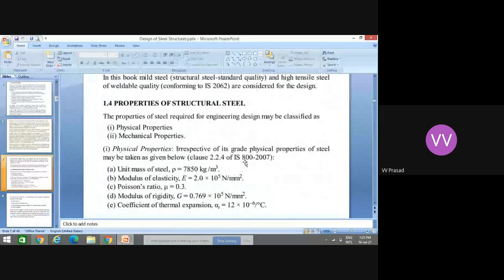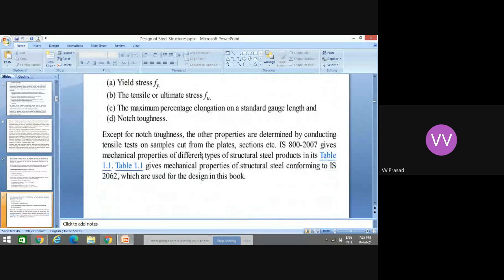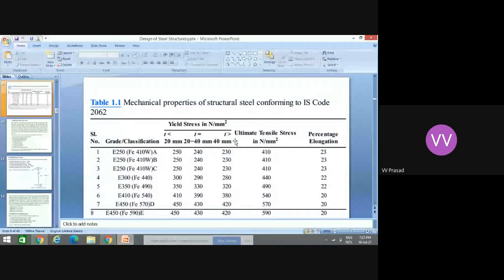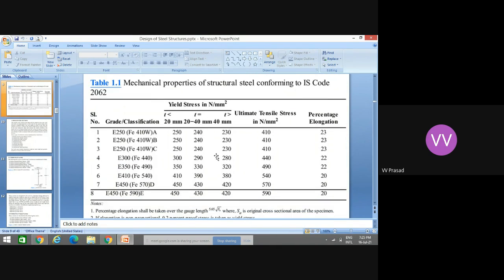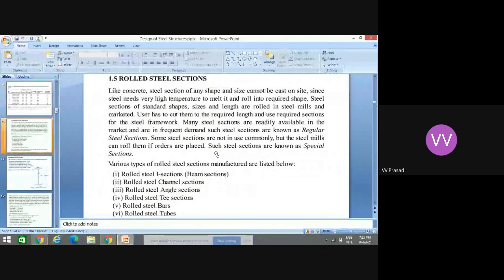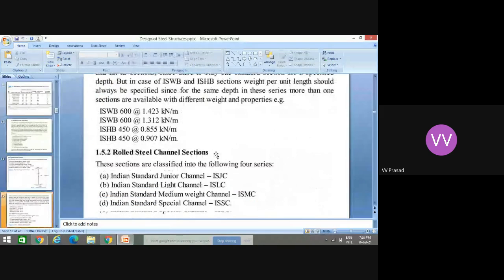So steel structures can be analyzed by two methods. One is the working stress method. Second one is the limit state method. Generally, most of the countries follow the limit state method, sir. Compared to the working stress method, limit state is very suitable. That's why so many countries follow the limit state method only.